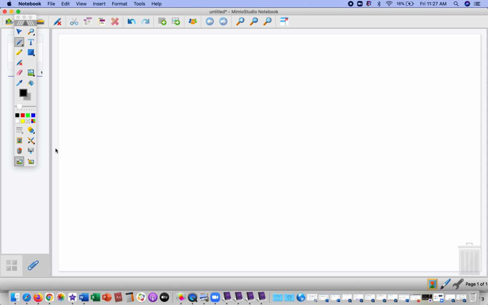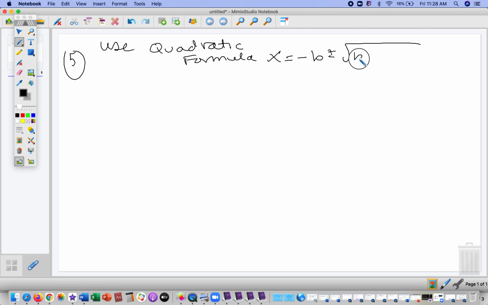If we look at one that has us use the quadratic formula, we'd have to do the following. So we'll say number 5, use quadratic formula. x equals -b plus or minus square root b squared minus 4ac all over 2a. So if we had a problem that said 2 tan squared x equals 3 tan x plus 7.